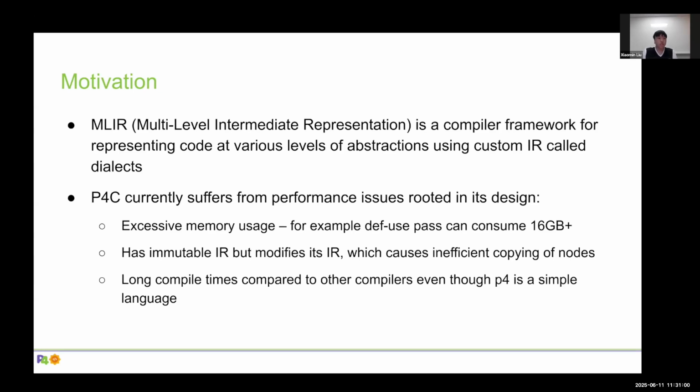So why are we considering using MLIR? P4C currently suffers from performance issues that are rooted in its design. A couple of things: there's excessive memory usage. For example, the def-use pass, which stands for define-use, a type of data flow analysis, can consume almost 16 gigabytes. Another issue is that P4C is built on an immutable IR, but it also modifies its IR, which leads to a lot of copying of nodes and even whole programs. And it also has long compile times compared to other compilers, even though P4 is a relatively simple language.